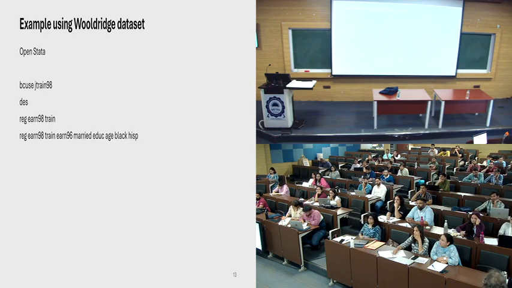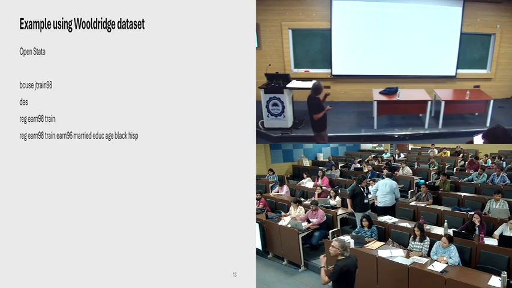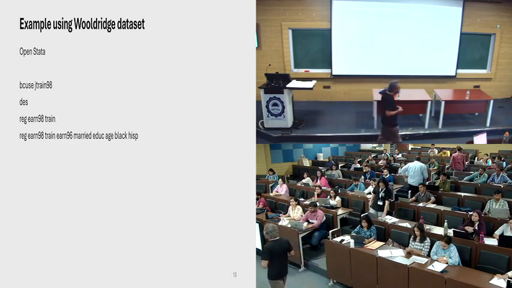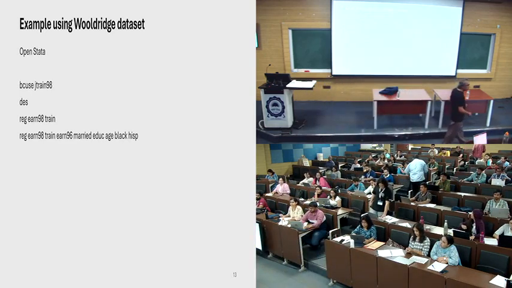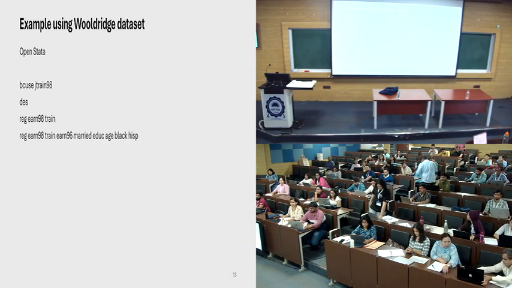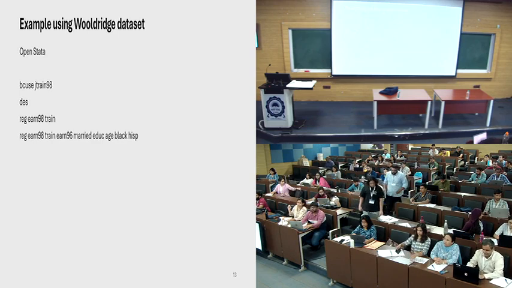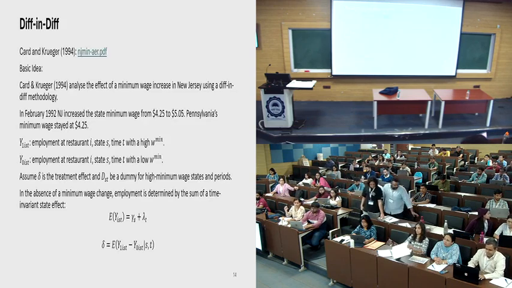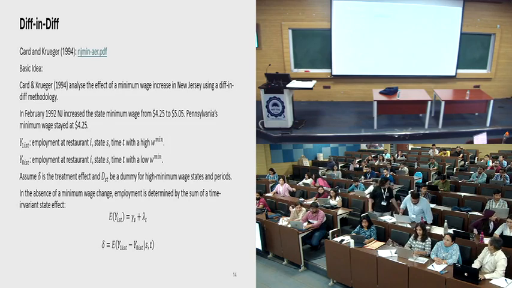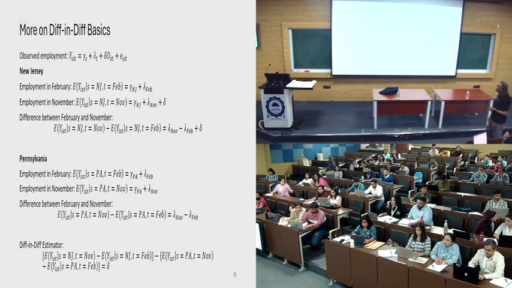Let's open the data set in your computer. So you open Stata, you open JTrain 98, and then do these two lines. Do it quickly. We have to move fast.